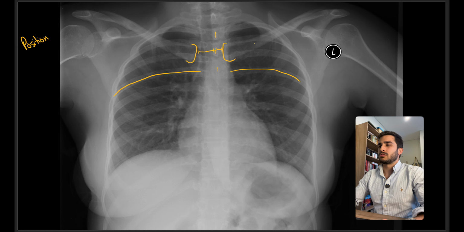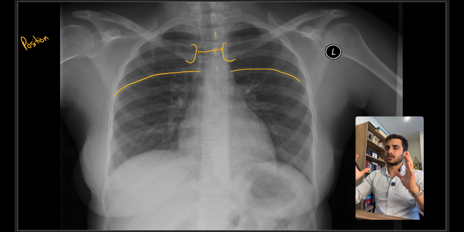So again, kind of zooming out, squinting your eyes a little bit, asking yourself, are the lungs tilted left or right? Probably not much significant, if anything, very slightly towards the patient's right, but it's very minor, so I wouldn't really worry about that one.